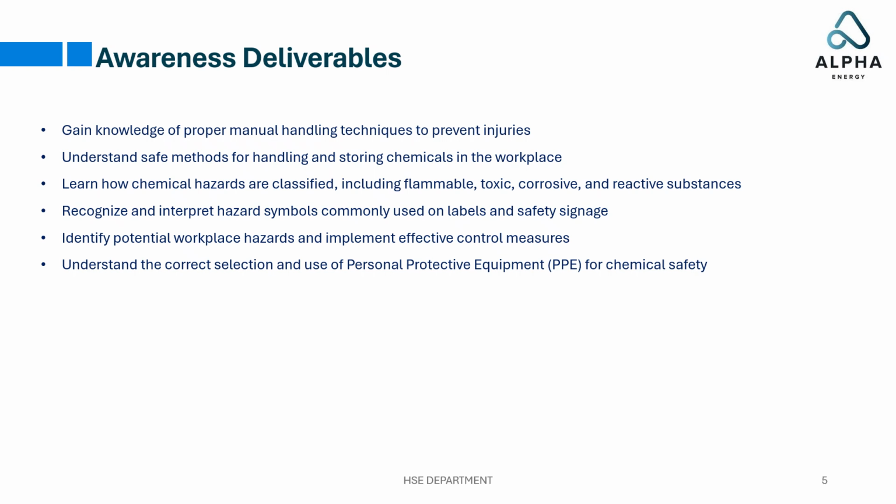Learn how chemical hazards are classified, including flammable, toxic, corrosive, and reactive substances. Recognize and interpret hazard symbols commonly used on labels and safety signage. Identify potential workplace hazards and implement effective control measures. Understand the correct selection and use of personal protective equipment, PPE, for chemical safety.